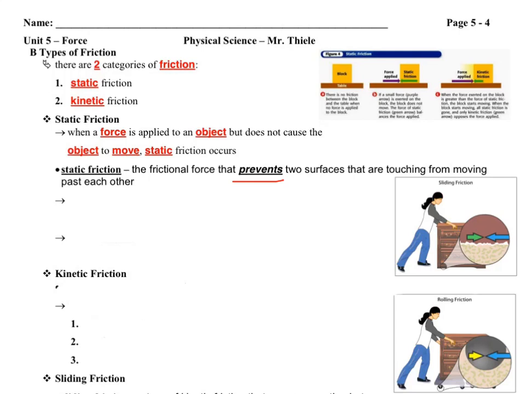So why doesn't an object move when you're applying a force to it? The answer is that the object does not move because static friction balances out the applied force.